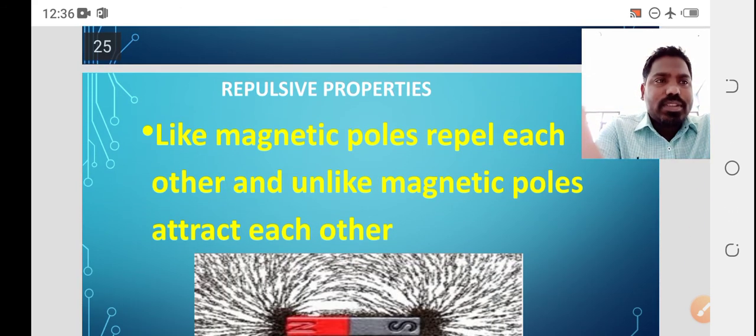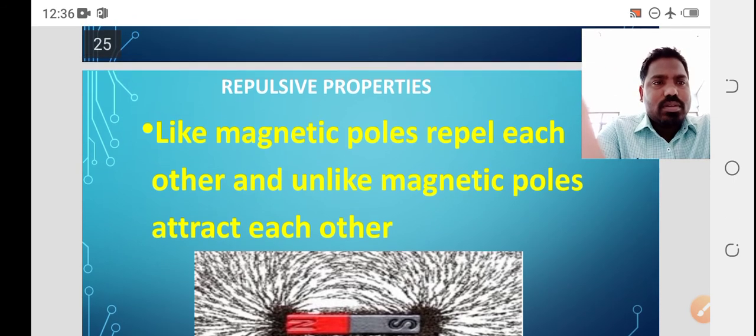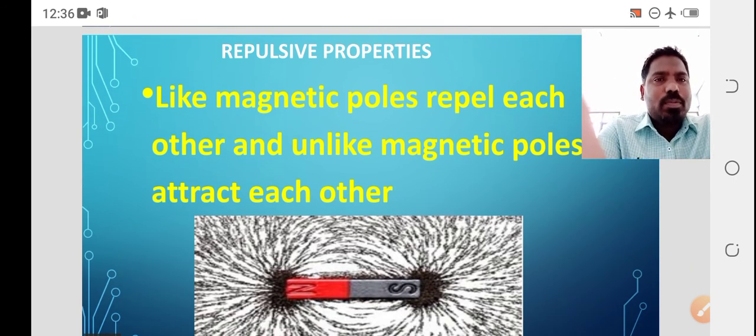Similarly, the second one is the repulsive property. Like magnetic poles repel each other and unlike magnetic poles attract each other. This is the general rule of the poles. Like magnetic poles means north pole to north pole or south pole to south pole, and they repel each other. Unlike poles attract each other, that means north to south, south to north. Different poles are attracted, same poles are repelled.